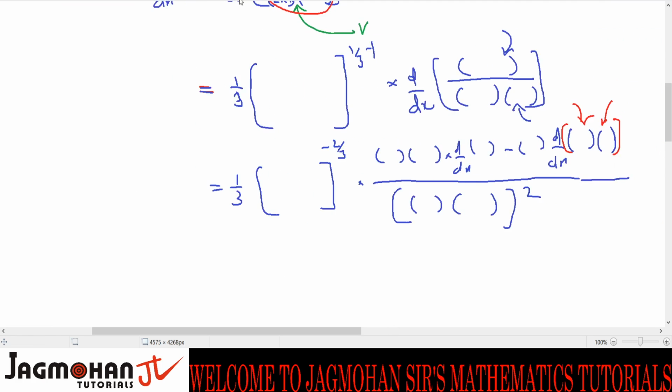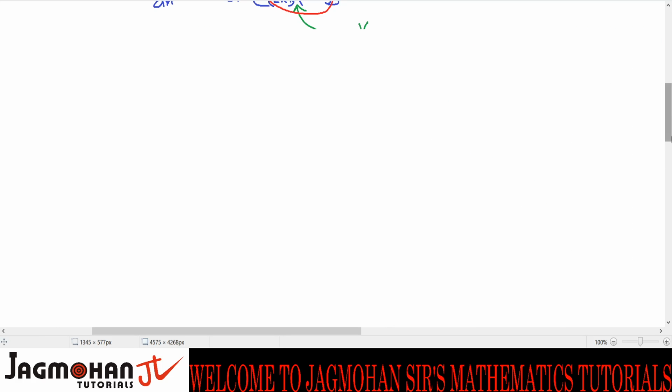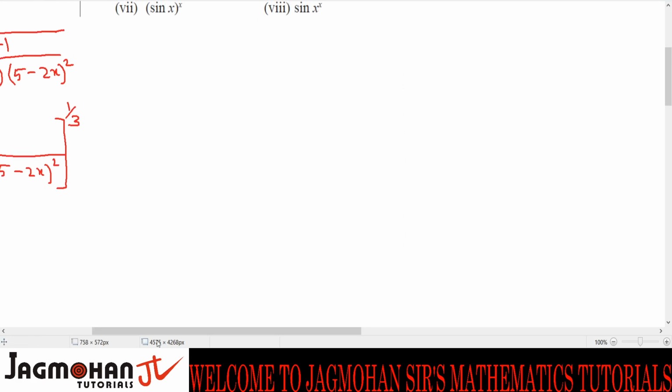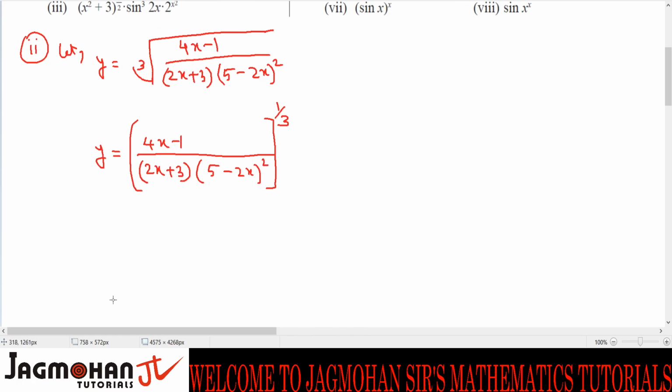So listen to this very carefully. What I'm trying to say is, when we have too many multiplications and divisions, and we have a power, that is an exponential form, in that case what we should do is take log on both sides. Log means logarithm on both sides.